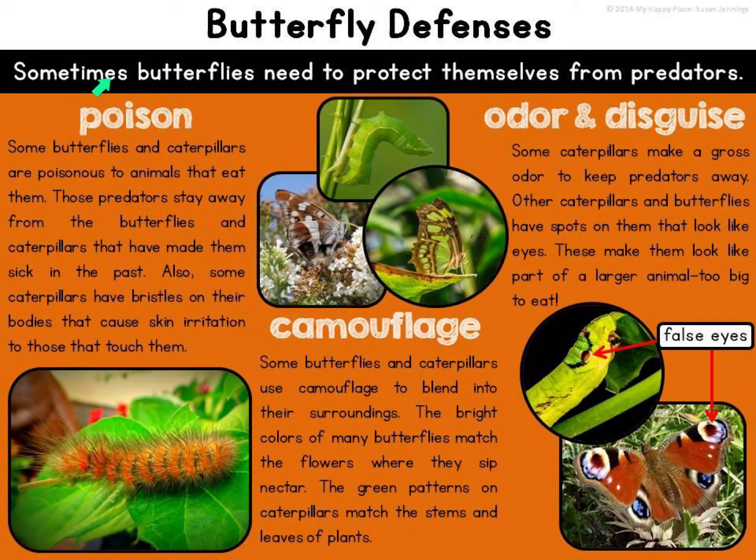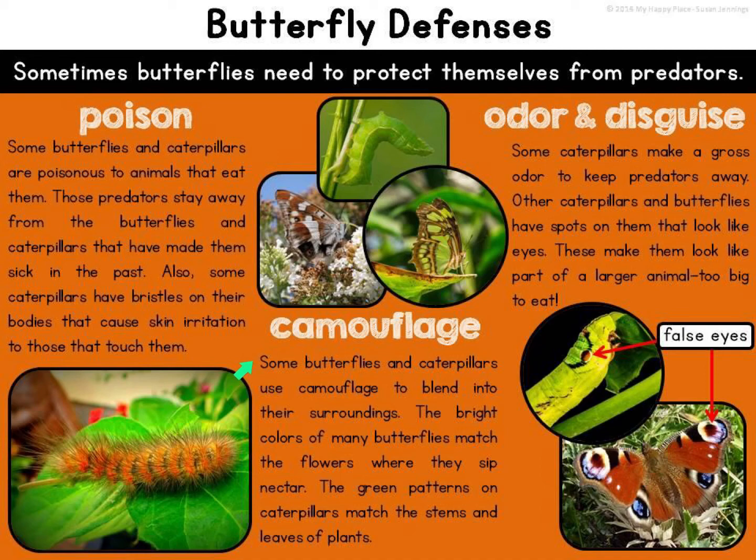Butterfly defenses. Sometimes butterflies need to protect themselves from predators. Poison. Some butterflies and caterpillars are poisonous to animals that eat them. Those predators stay away from the butterflies and caterpillars that have made them sick in the past. Also, some caterpillars have bristles on their bodies that cause skin irritation to those that touch them. If you ever see a fuzzy caterpillar, don't pick it up.